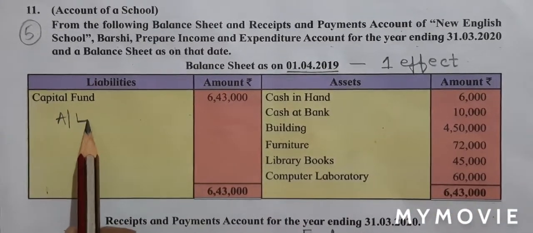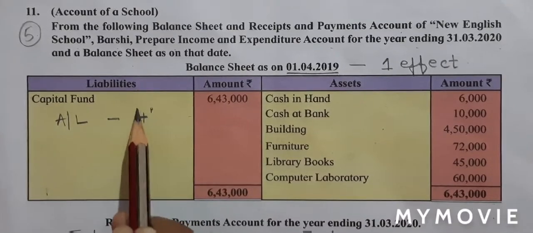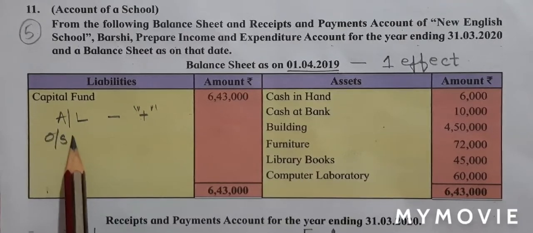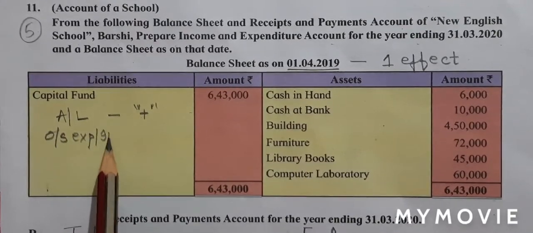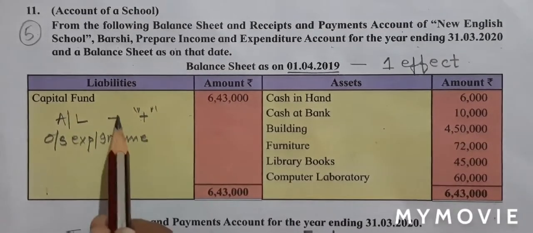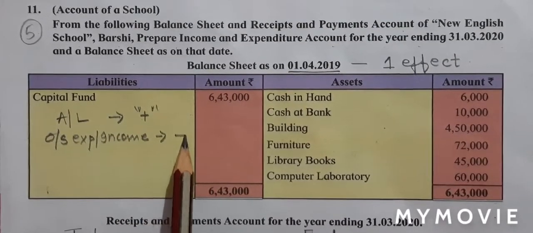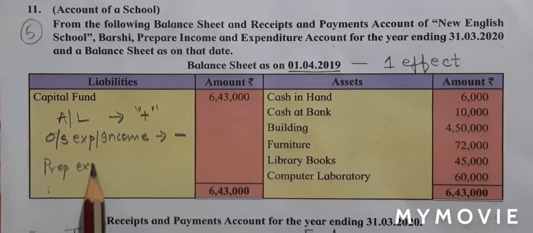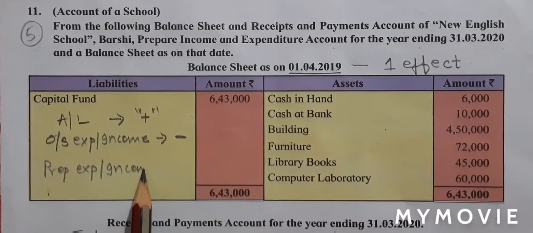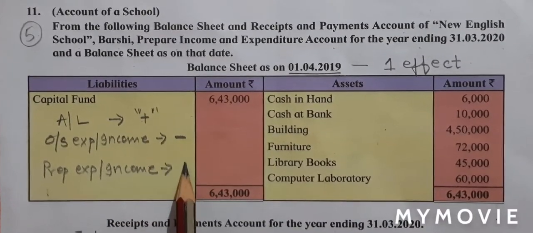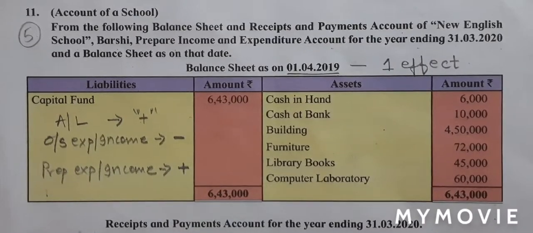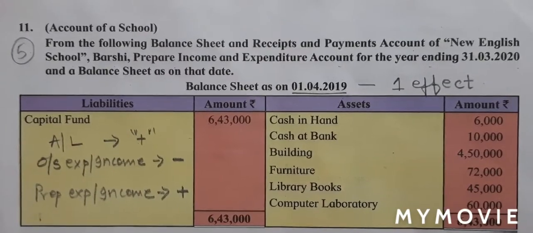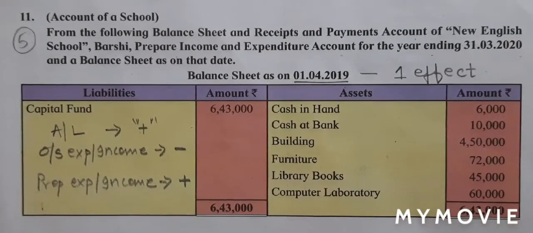Assets and liabilities have to be added into your current year. If any kind of outstanding expenses or income is given in your balance sheet, you will subtract it. And if any prepaid expense or income is given in your opening balance sheet, you will add it. These are the pointers that you need to keep in your mind. So let's begin reading our balance sheet and marking a star in our receipts and payment.